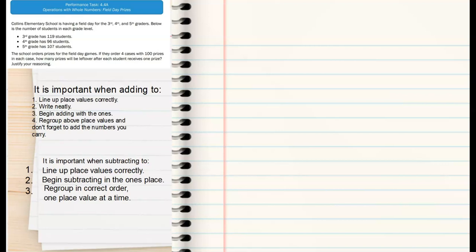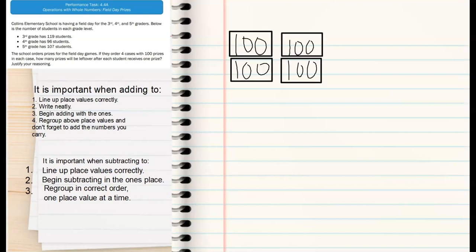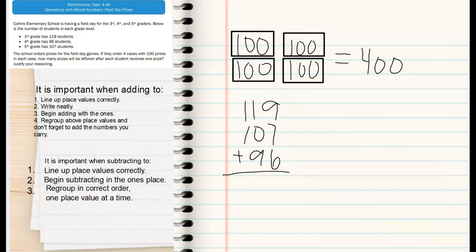First, we need to figure out the total number of prizes. Okay, the problem says there are 4 cases with 100 prizes, so that would equal 400 prizes. Next, we need to add the total number of 3rd, 4th, and 5th graders. Okay, 9 plus 7 plus 6 is 22 ones.